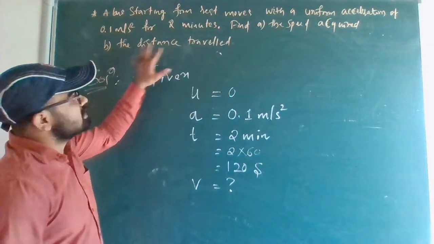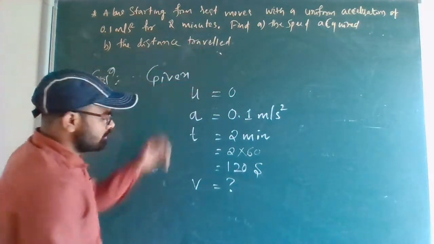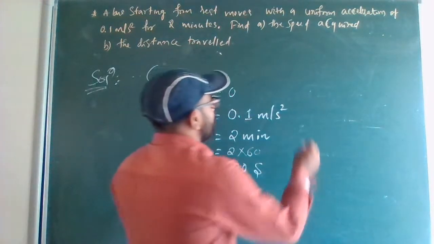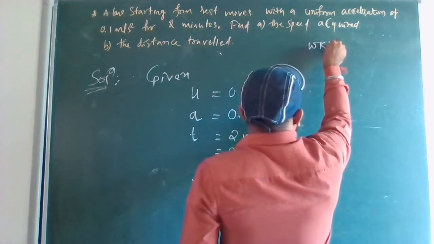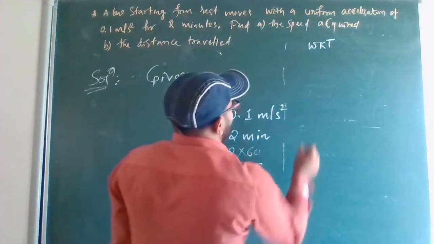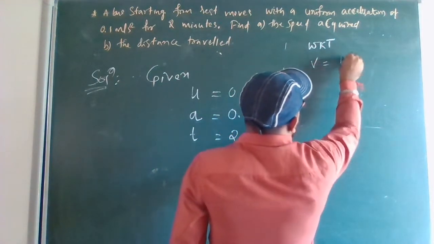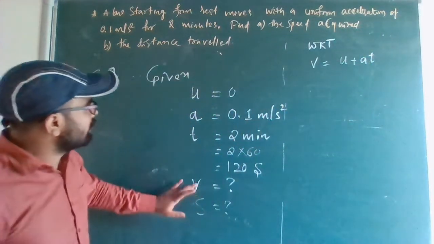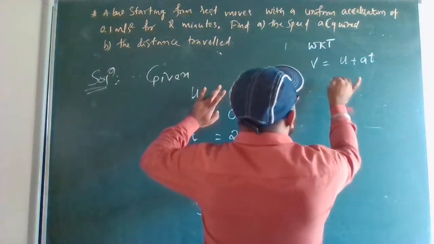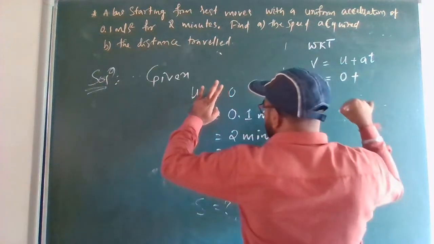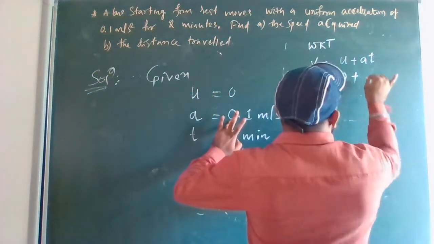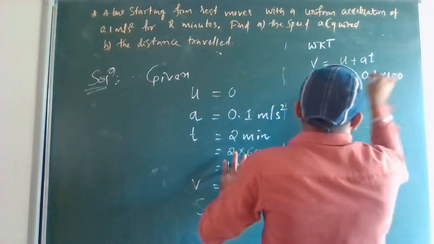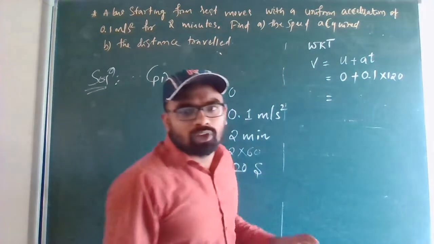Next, the distance traveled. Again, let us use the same formula. We know that v is equal to u plus at. So u is what? 0, plus a is what? 0.1. t is what? 120. So 0 plus 0.1 into 120.